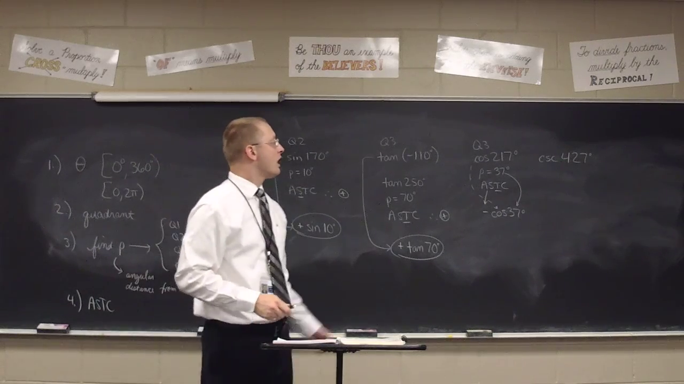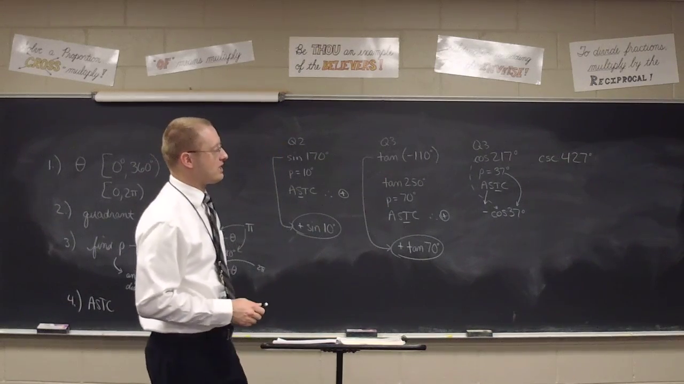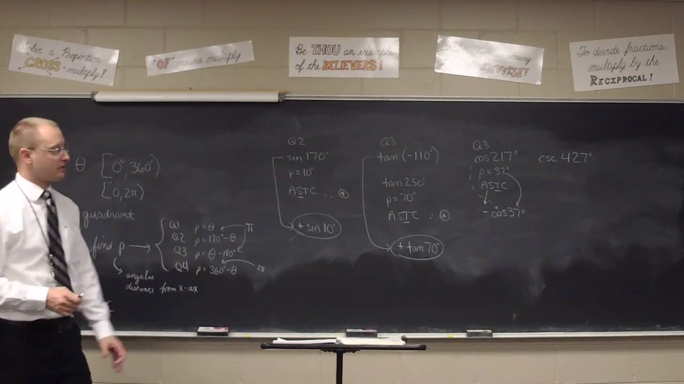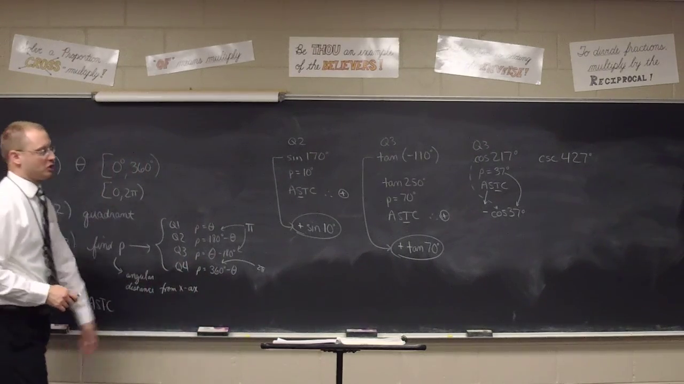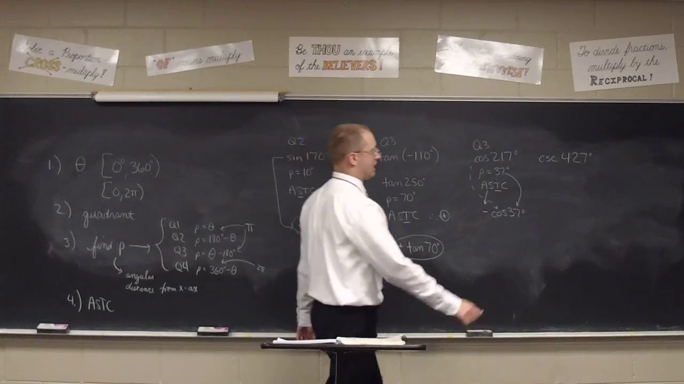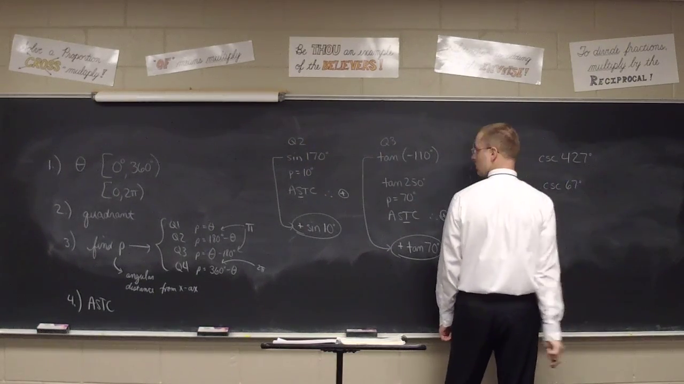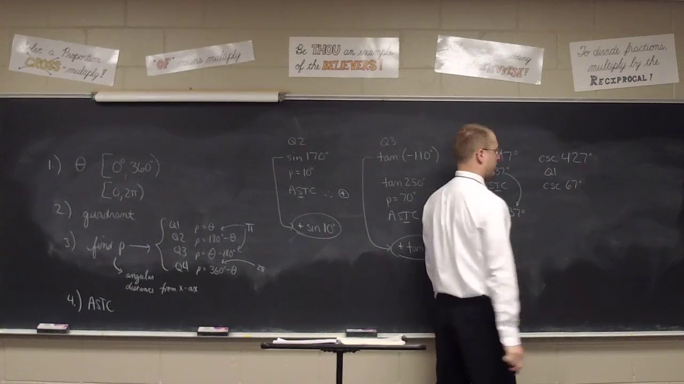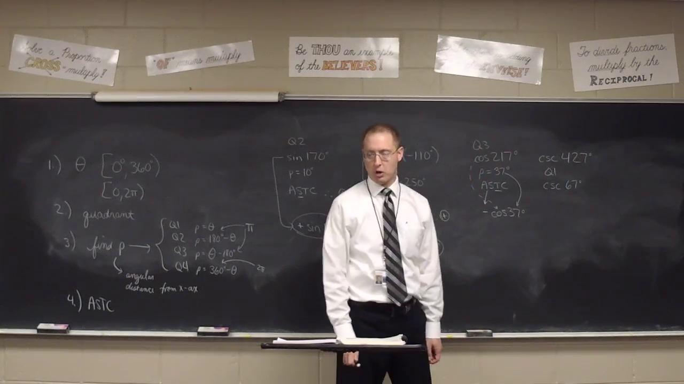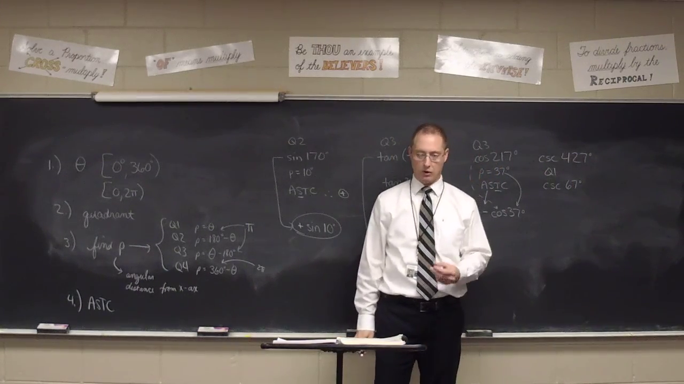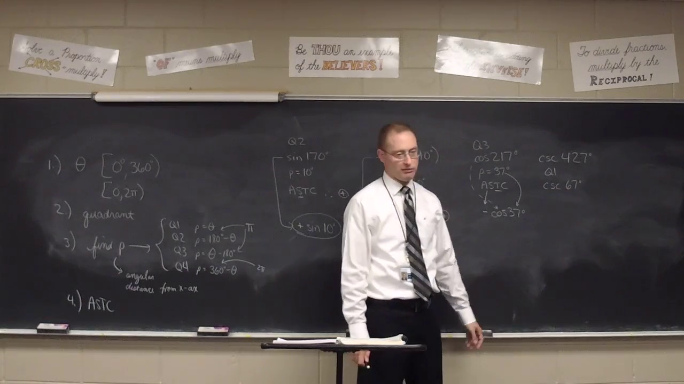All right, cosecant of 427 degrees. Thoughts? Minus 360. It's too big. When you subtract 360, what do we get? 67. Step 2: Quadrant 1. If it's quadrant 1, I'm done, because what I want is a positive acute angle. Guess what I got? A positive acute angle. I'm done.